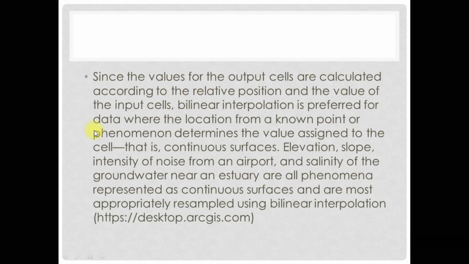So since the values for the output cells are calculated according to the relative position and the value of the input cells, bilinear interpolation is preferred for data where the location from a known point or phenomenon determines the value assigned to the cell. That is, continuous surfaces, elevation, slope, intensity of noise from an airport, and salinity of the groundwater near an estuary are all phenomena represented as continuous surfaces and are most appropriately resampled using bilinear interpolation.